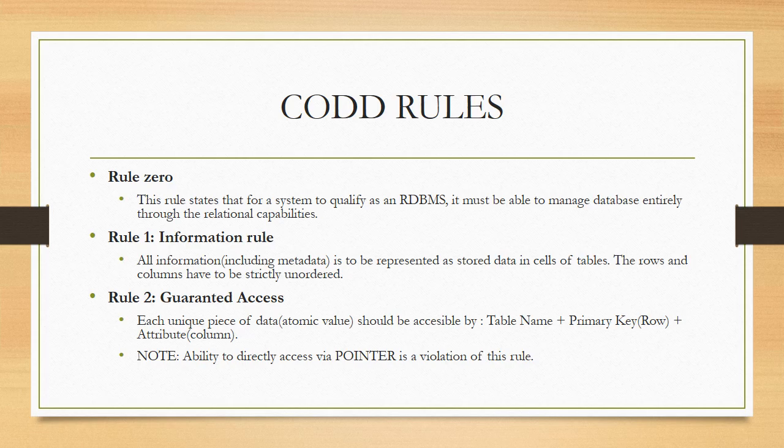Rule 2, the guaranteed access rule. Every piece of data can be accessed logically with the combination of table name, primary key, and the column name as attribute value.